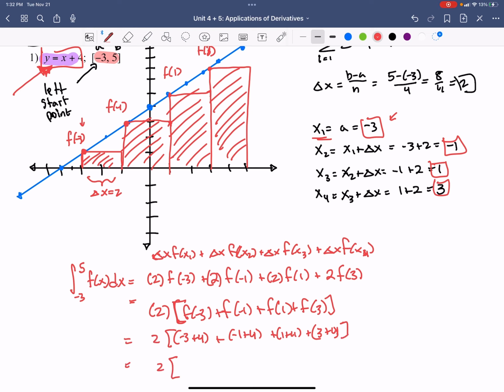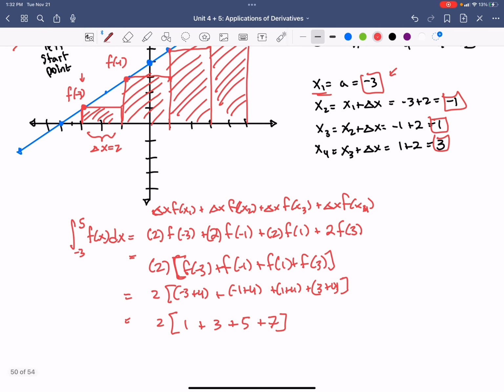I don't really care. Negative 3 plus 4 is 1. Plus negative 1 plus 4 is 3. 1 plus 4 is 5. And 3 plus 4 is 7. Alright, and then you're going to get 2 times, and then 1 plus 3 is 4, plus 5 is 9, plus 7 is 16. Times 2 gives me an area of 32. Okay.